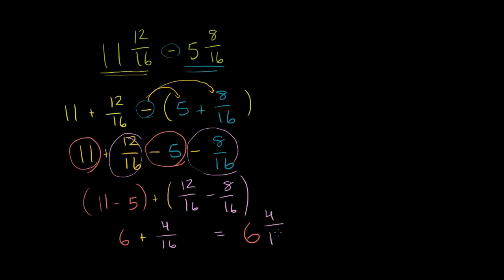6 and 4/16. And this is the right quantity, but we can simplify it. 4 over 16 can be simplified. Both the numerator and the denominator are divisible by 4. They both have the factor 4. So let's divide both the numerator and the denominator by 4. Since we're dividing by the same thing, we're not changing its quantity. And so this is equal to, we still have the whole number part, 6, but the fraction part is now 1 over 4. So we get 6 and 1/4.